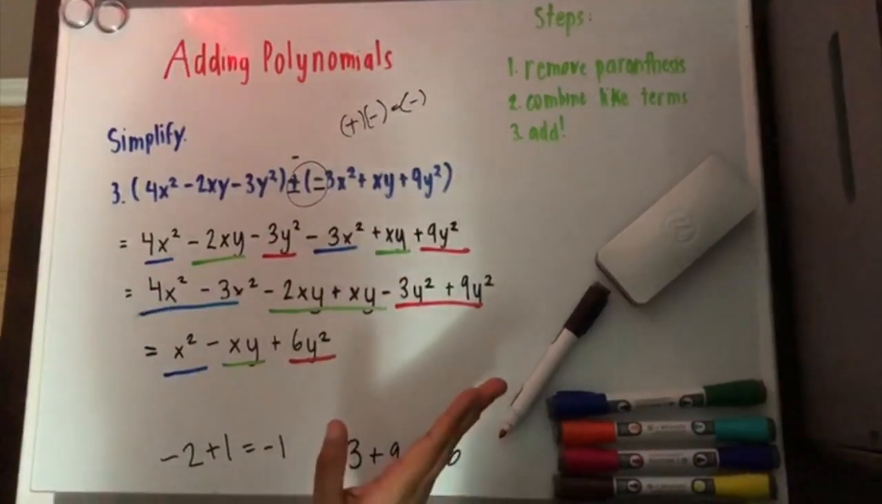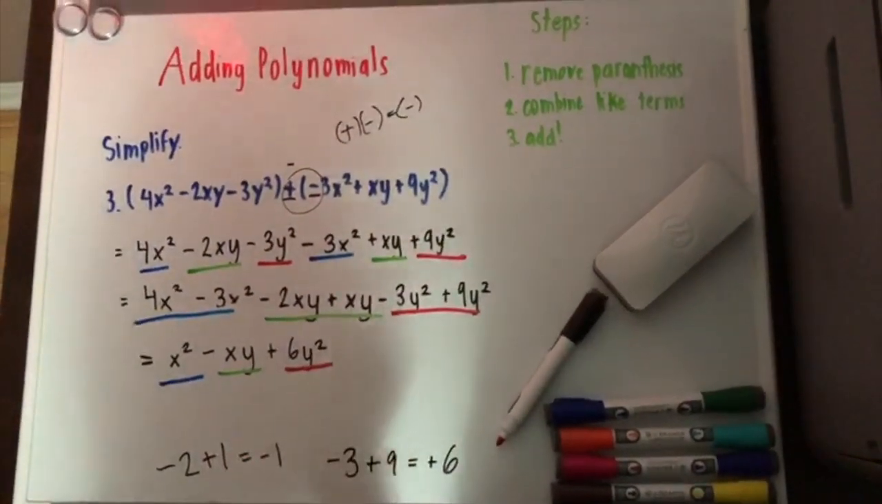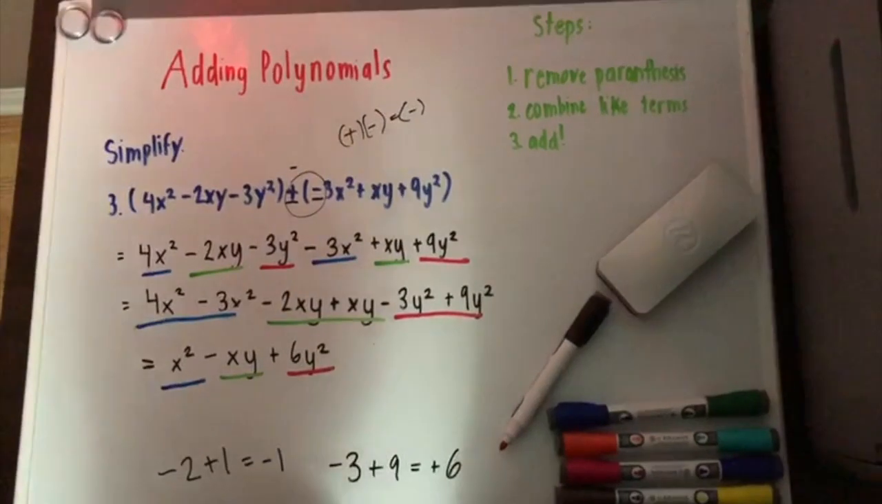Simple. Adding polynomials is easy. Now hopefully you can get to the next step, which is subtracting polynomials.